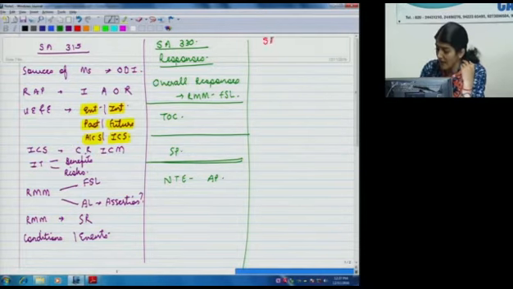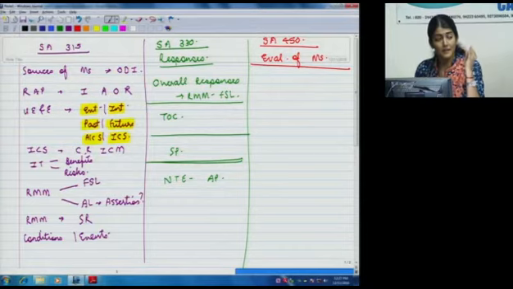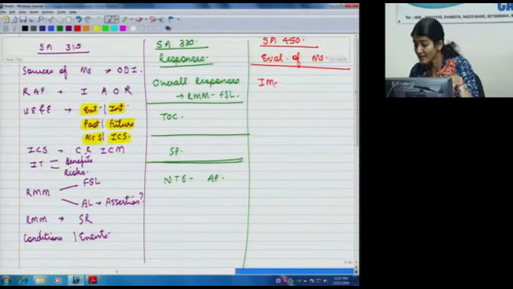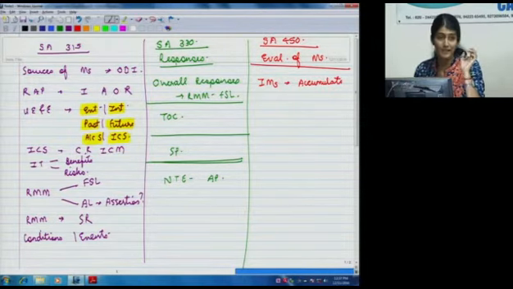Then we came to the last in the series, SA 450, which was regarding evaluation of misstatements identified during the audit. Identified misstatements, uncorrected misstatements, corrected misstatements, factual misstatements, judgmental misstatements, and projected misstatements. Then we said step 1 in the standard, the auditor accumulates all the misstatements identified during the audit other than those which are clearly trivial.